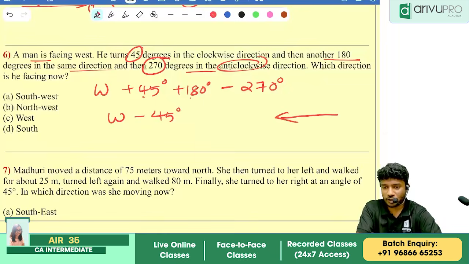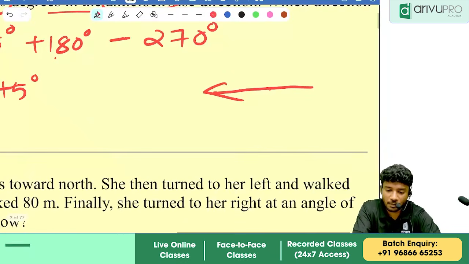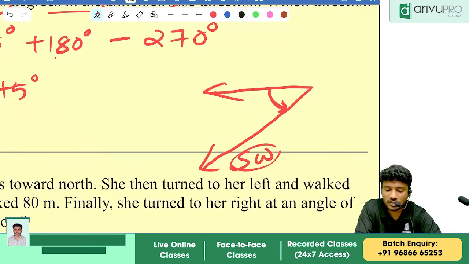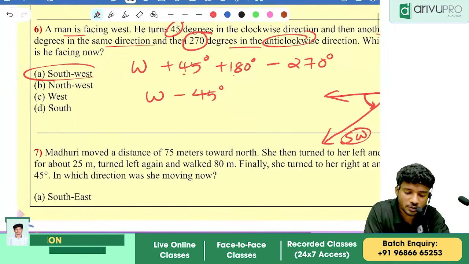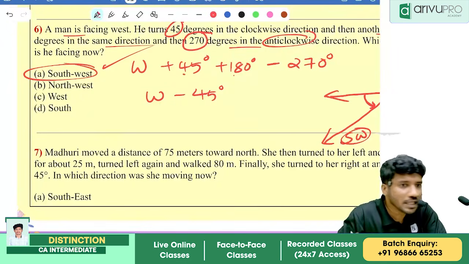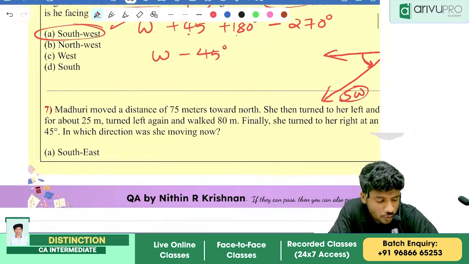Now people, look here. A person is looking towards west. He is turning minus 45 degrees. Minus 45 means anti-clockwise. That means he is looking towards which direction now? Southwest direction. Right, now the answer is what? Option A. Got the point? Understood this? Pakka? Can I take you to the next question?